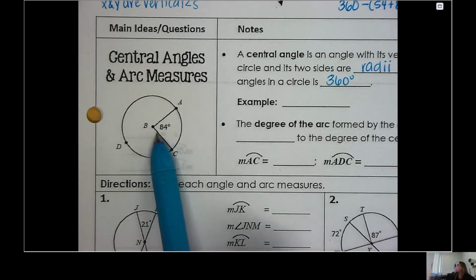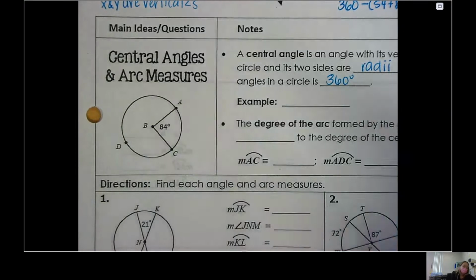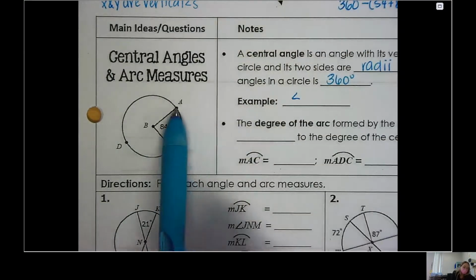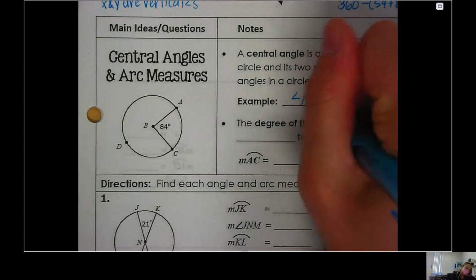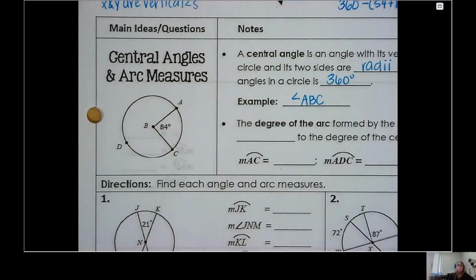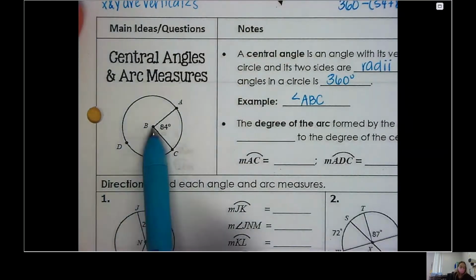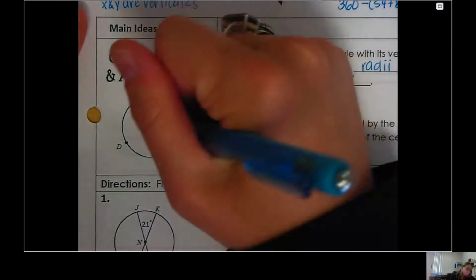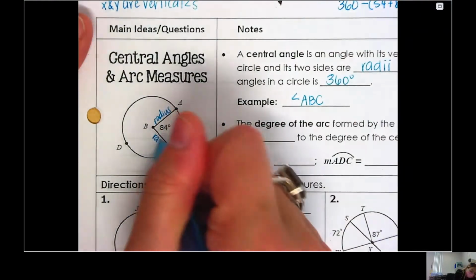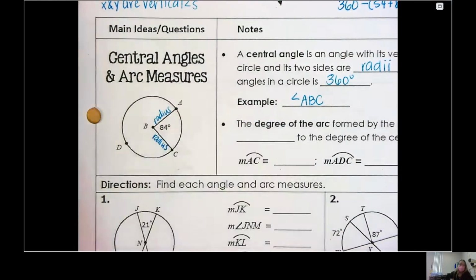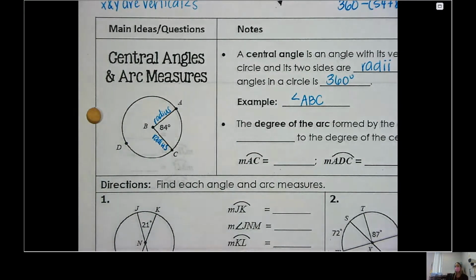An example of an angle in this picture is angle ABC. So the vertex is right at the center. So this is the center of the circle. And this right here is a radius. And this one over here is also a radius. Right, those two lengths. So as long as you're in the center of the circle, it's called a central angle.